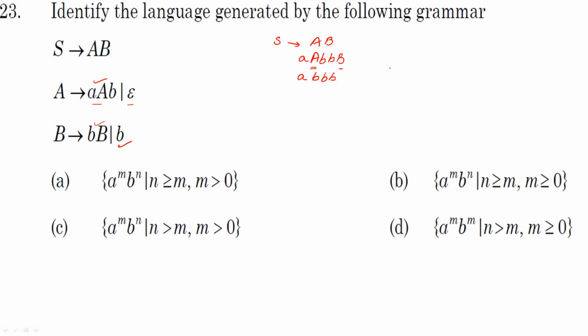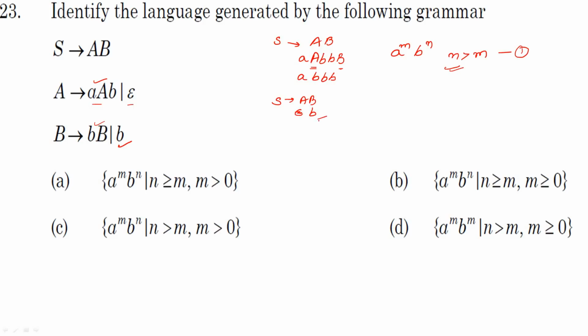So what I'm having is a to the power m, b to the power n, and n is greater than m. Everywhere n is greater than m and m is greater than 0. Now I'll try to take the least one. That is S implies AB, and for A I'll be writing epsilon. So it is the least one, and for B I'll be writing just b.